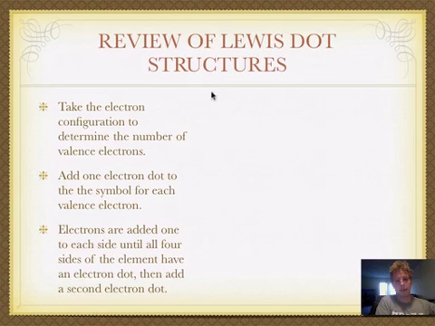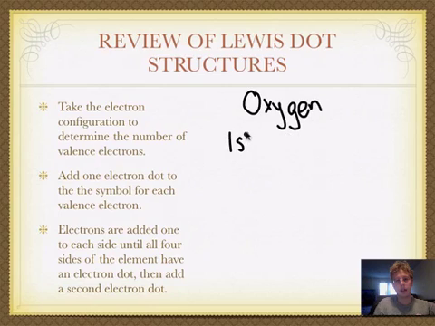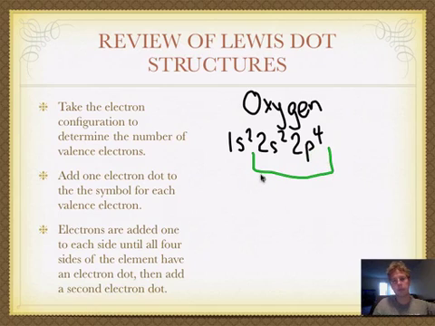So for example here, if I take oxygen, oxygen's electron configuration is 1s2, 2s2, 2p4. Based on our valence electrons in energy level 2, we get 2 electrons from our s sublevel, and then we get 4 electrons from our p sublevel. So we have a total of 6 valence electrons.